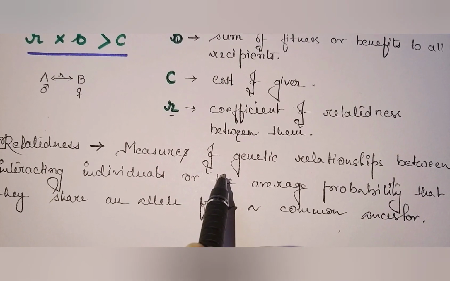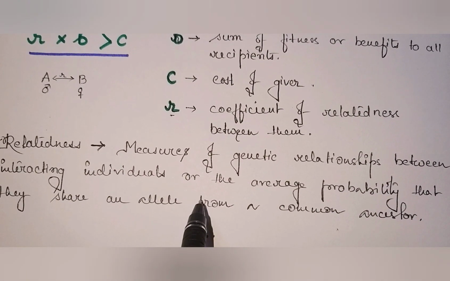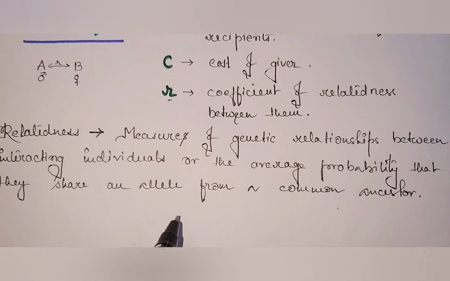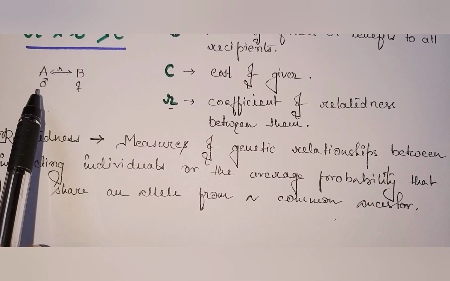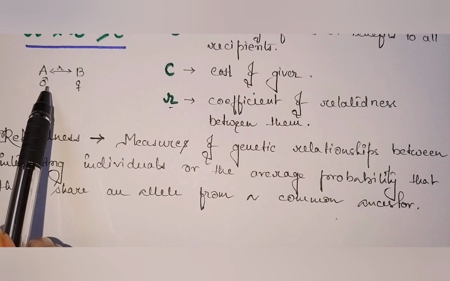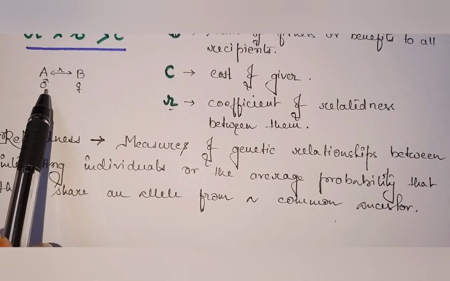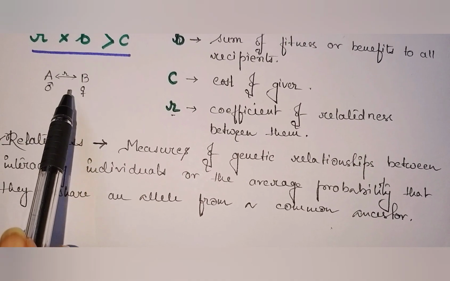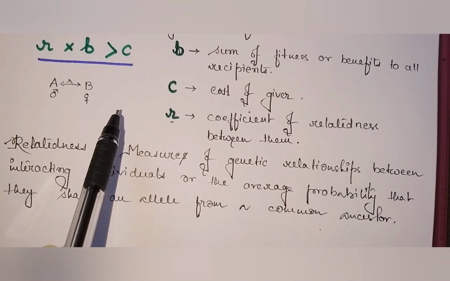It measures the genetic relationship between the interacting individuals or the average probability that they share an allele from a common ancestor. See, if they are own brothers and sisters, they will share an allele from their common ancestor, that is their parents. If they are cousins, the relationship will be different accordingly. Okay.